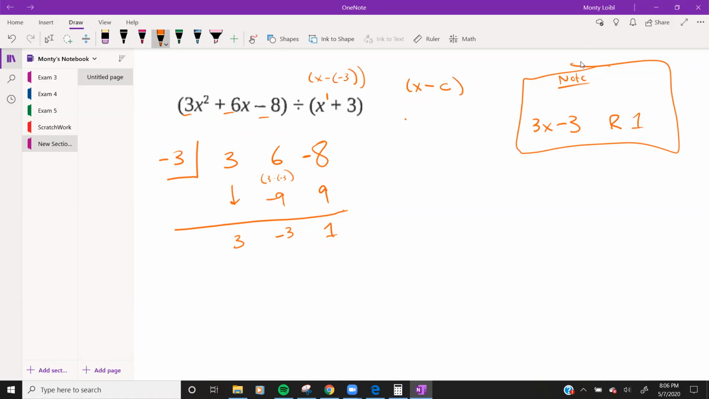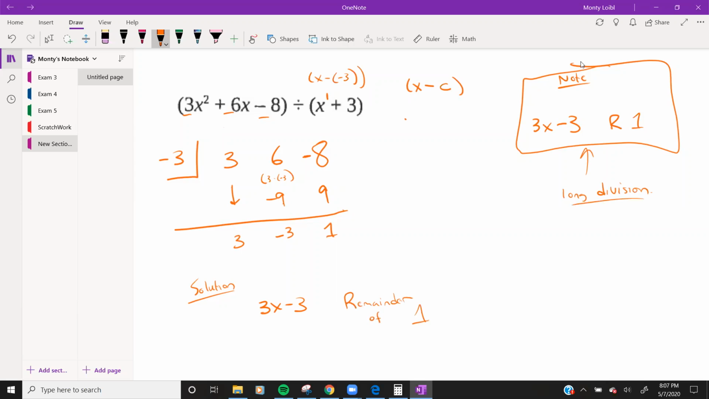Anytime that you do synthetic or polynomial long division, you're going down a degree. Remember that the 2 is your highest degree, that's the order of your polynomial. So that means our answer is going to be in degree 1, which is why our solution is going to be 3x minus 3, and we're going to have a remainder of 1. And we find that it is the same thing we found using long division.